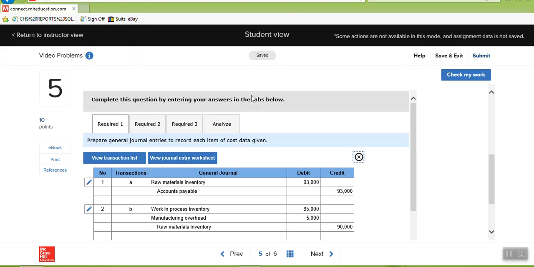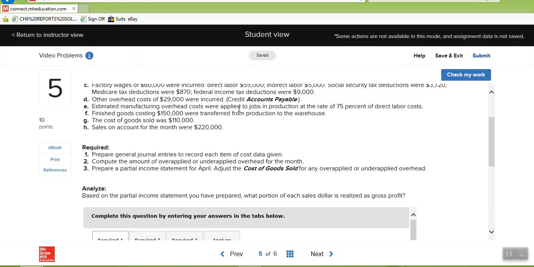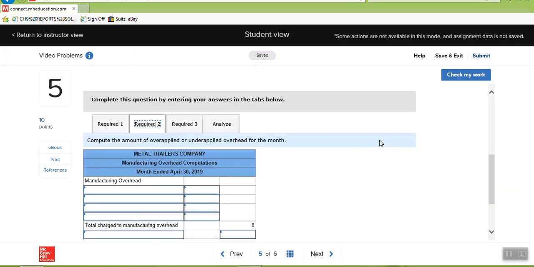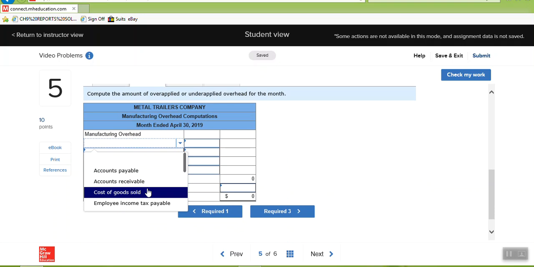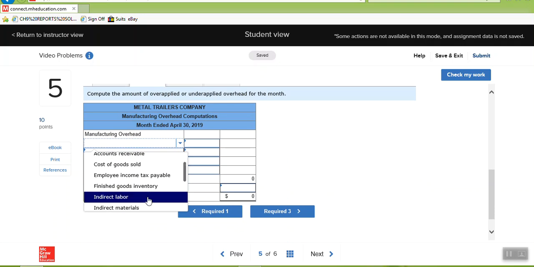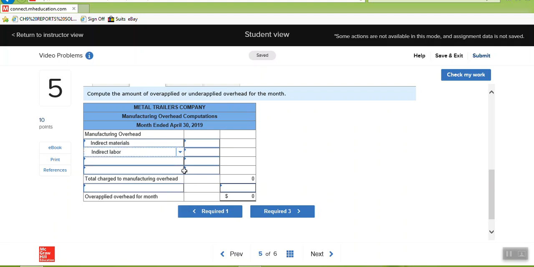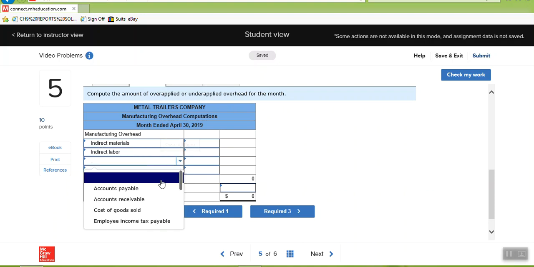And let's see, requirement 2 says, compute the amount of overhead applied or under-applied for the month. So we're going to go to requirement 2, and we've got a little chart. The first section is manufacturing overhead. Manufacturing overhead consists of indirect materials, indirect labor, and any kind of other overhead costs that we had.